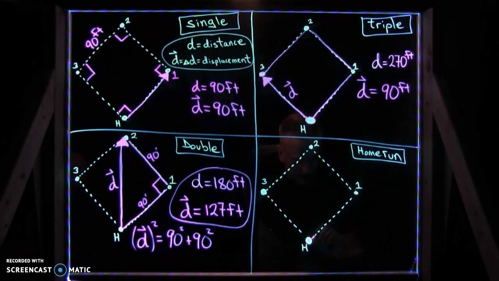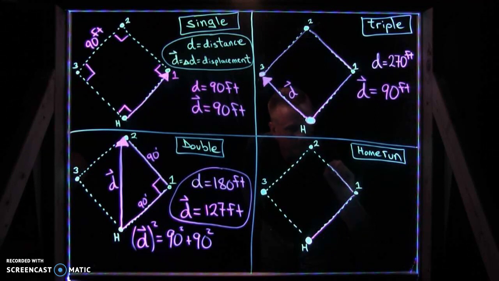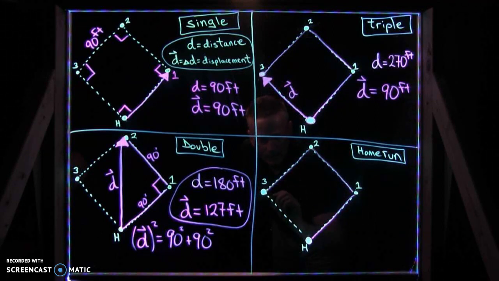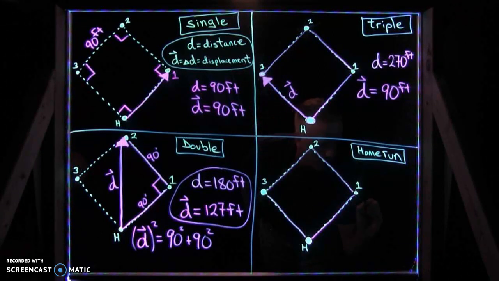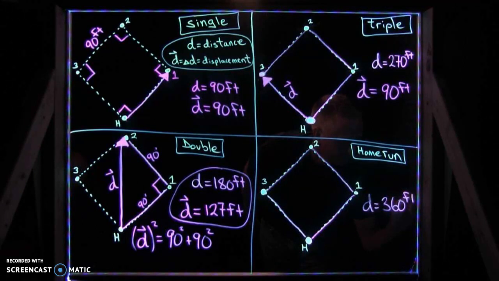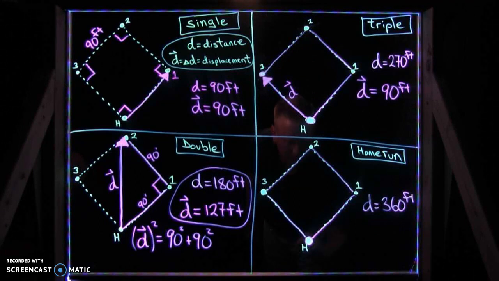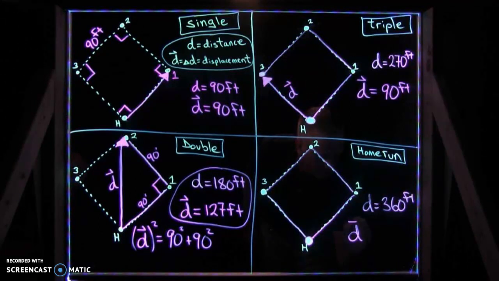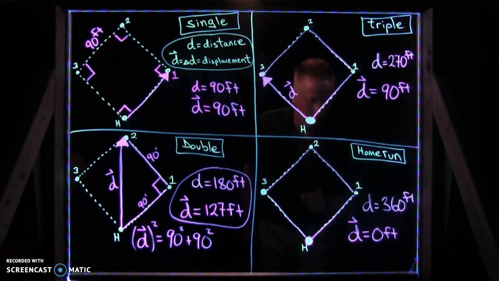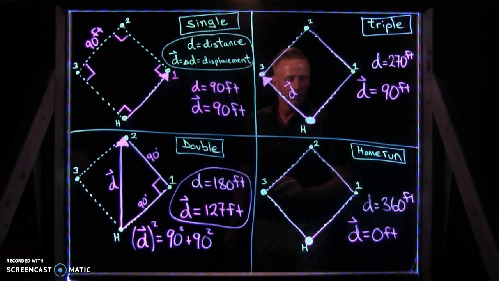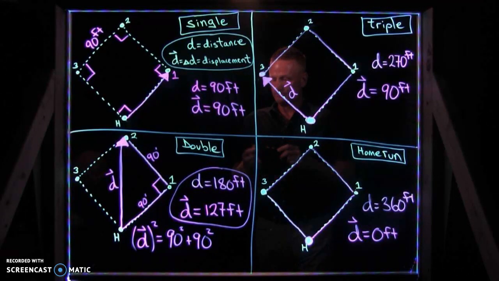Home run, simplest case. You travel 90 feet around all four bases, and therefore you have traveled a total distance of 360 feet. However, you started at home plate, you ended at home plate, so your displacement is 0 feet. You have not been displaced. You ended where you started. There is no vector, no arrow to be drawn because the length of it is 0.